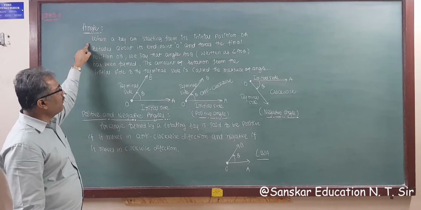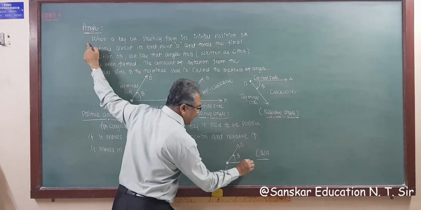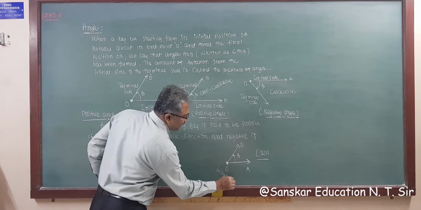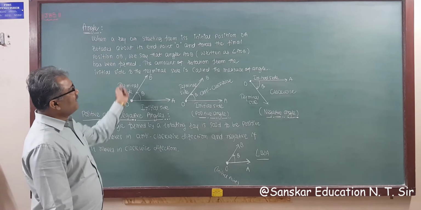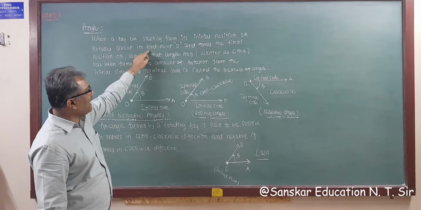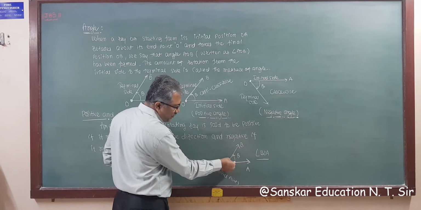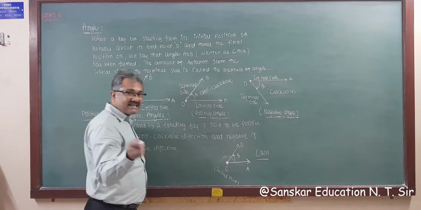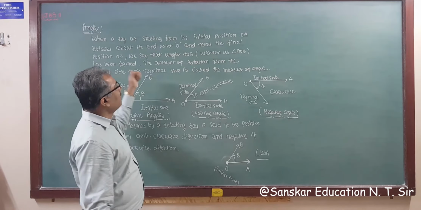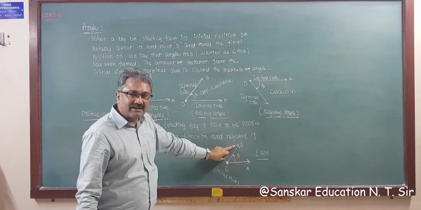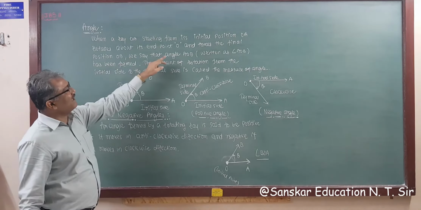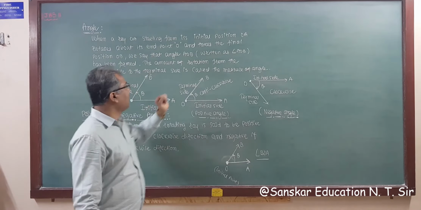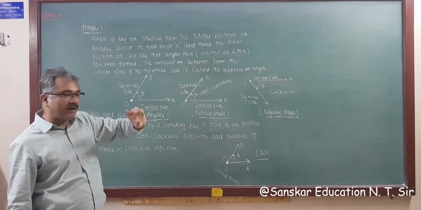Angle: when a ray OA, starting from its initial point O, in its initial position OA rotates about its end point O, like this, and takes the final position OB, then we say that the angle AOB has been formed.